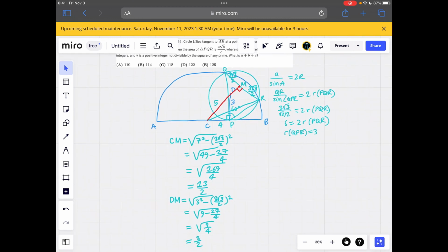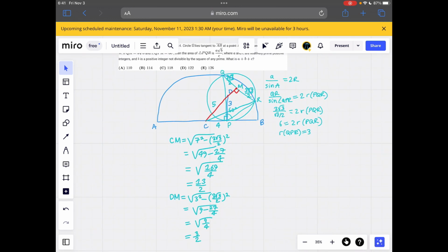So now we have everything we need to assign coordinates to the picture. We can let C be the origin. Then we have to find the equations of the two circles. So the first one is just x squared plus y squared equals 49 for the semicircle, because it's centered at the origin and has radius 7.